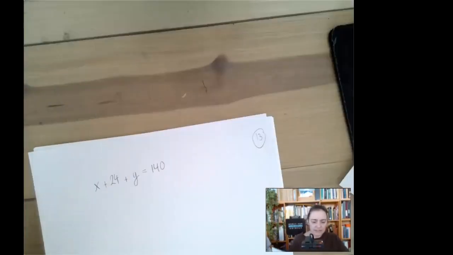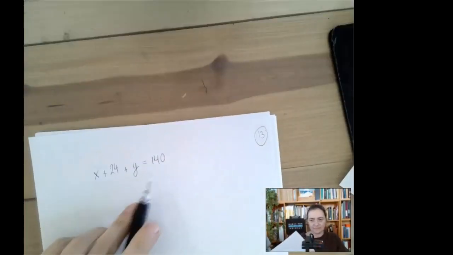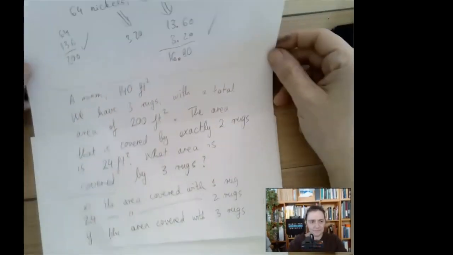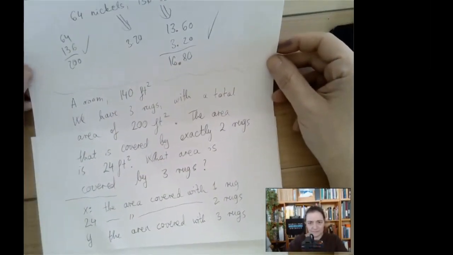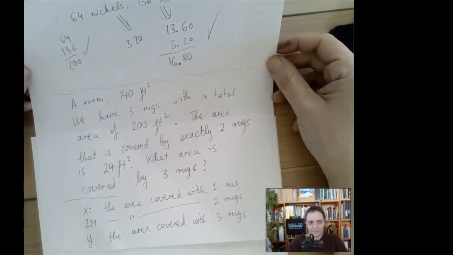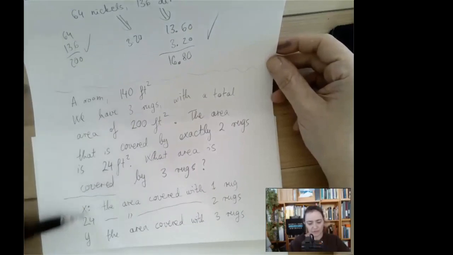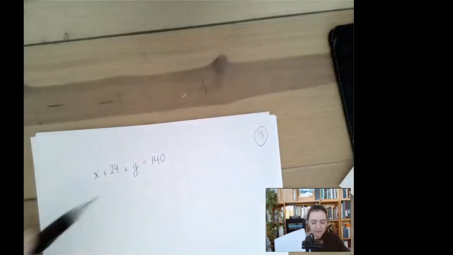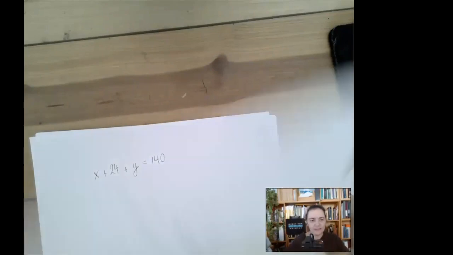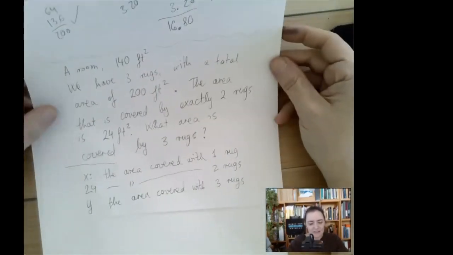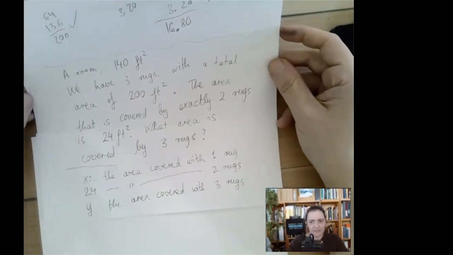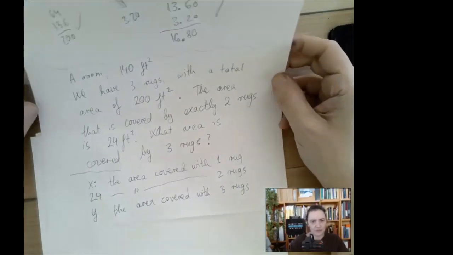The 140 is here. There are 3 numbers in this problem, 140, 200, and 24. 24 and 140 are there. So the only thing we haven't used is 200 square feet. And that's where the problem becomes cute.